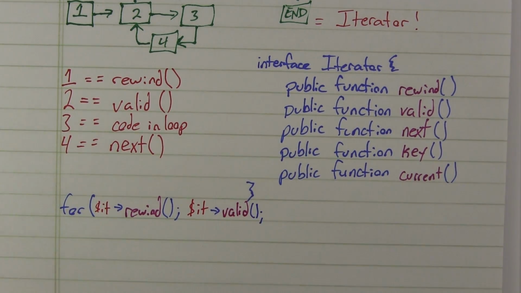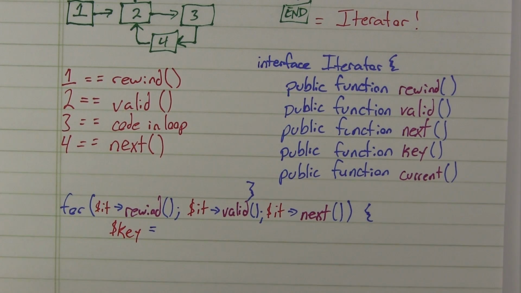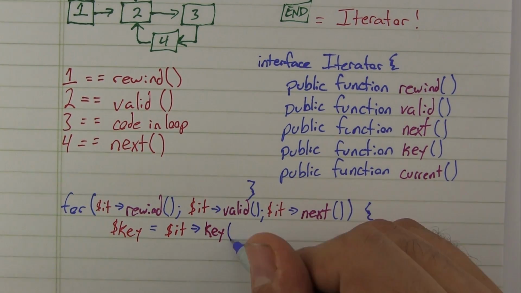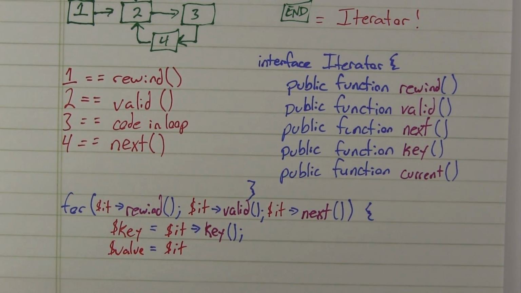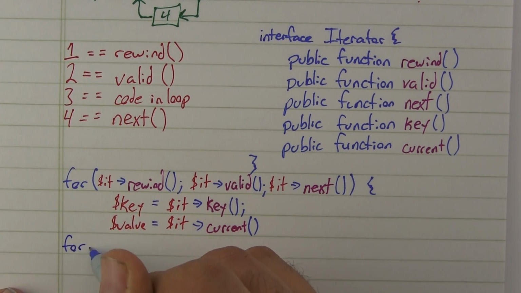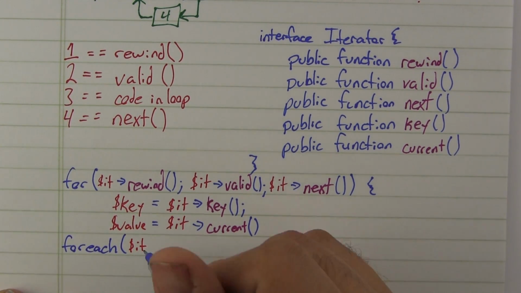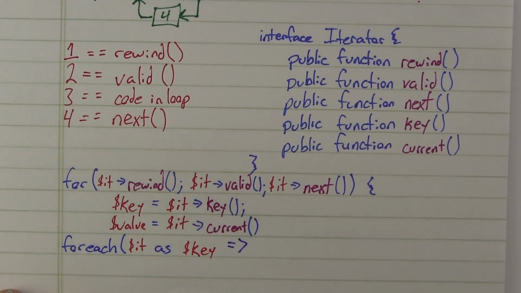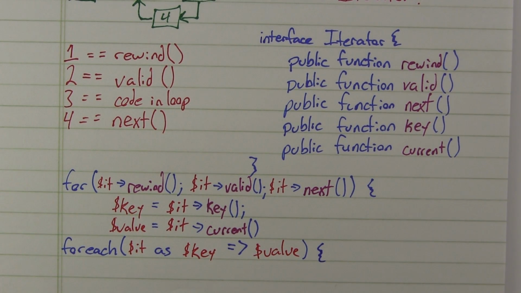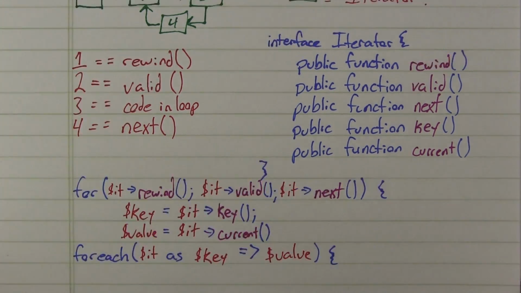In reality, that's all foreach does internally anyway, except that foreach exposes key and value automatically for us. So our original foreach call becomes this. Note that it looks identical to the first foreach. When using foreach, arrays and iterators are interchangeable.